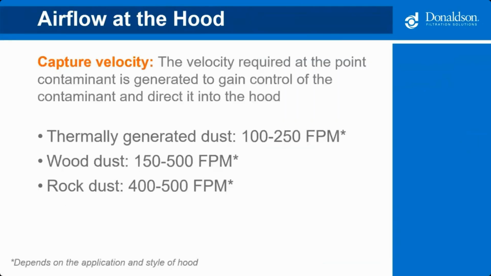When determining the required airflow at the hood, the main design factor is capture velocity. To give you a few examples, thermally generated capture velocity is typically about 100 to 250 feet per minute. Wood dust is typically about 150 to 500 feet per minute, and rock dust, which tends to be heavier, is typically around 400 to 500 feet per minute.